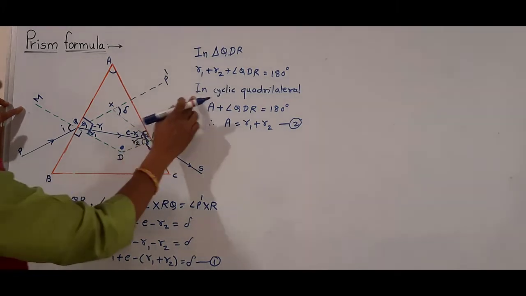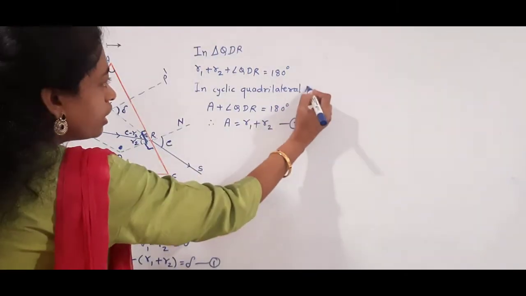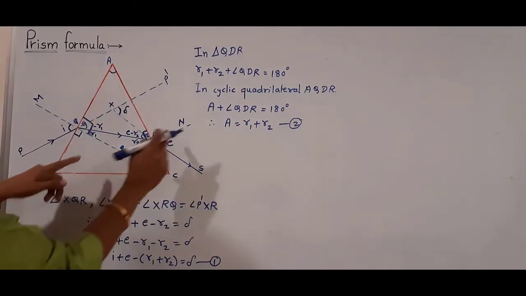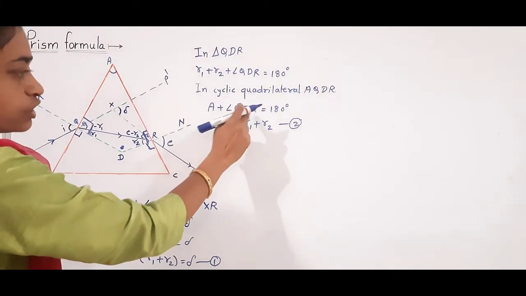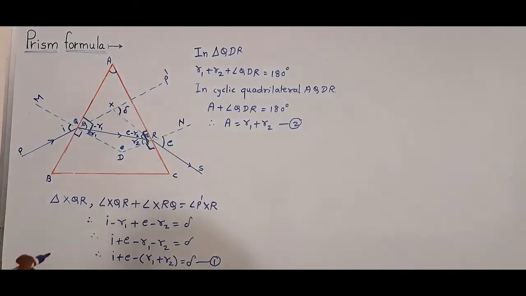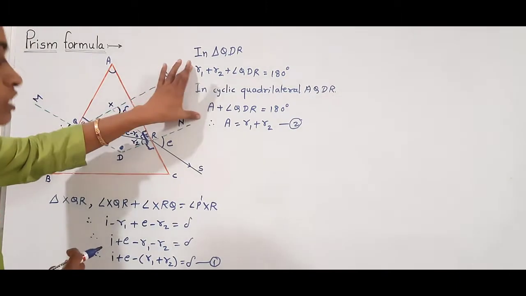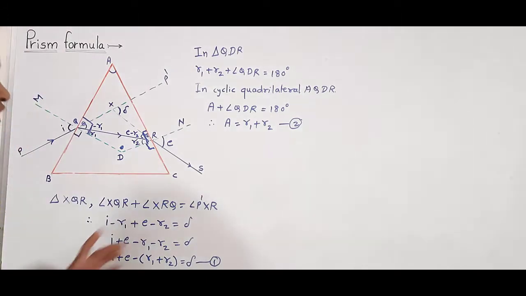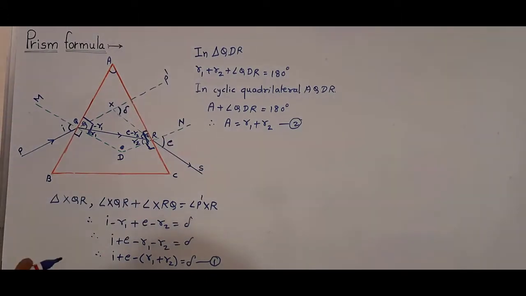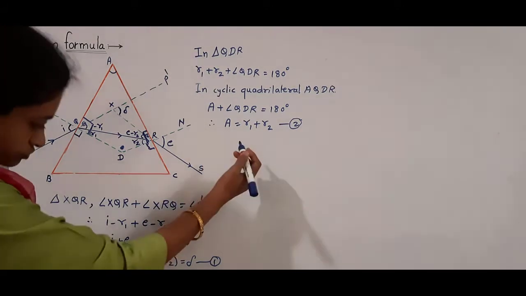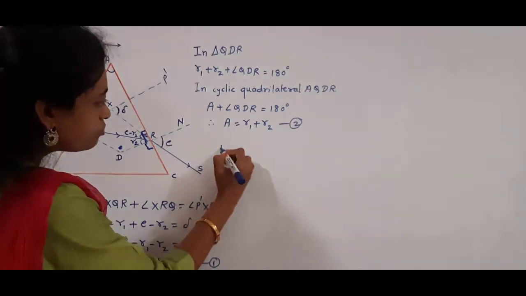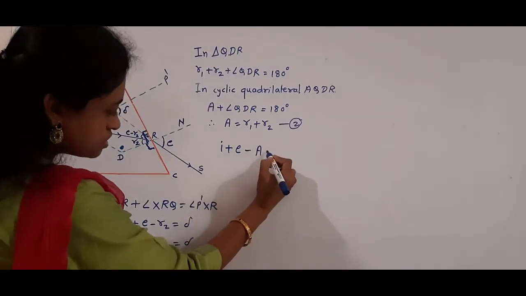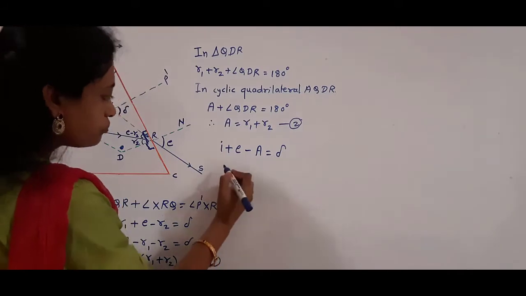We can write in cyclic quadrilateral AQDR, angle A plus angle QDR equal to 180 degrees. Equating both these equations, we will get A is equal to R1 plus R2. Put this value in equation 1. What will we write? I plus E minus A is equal to delta.